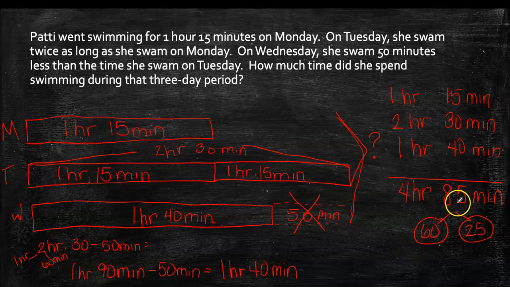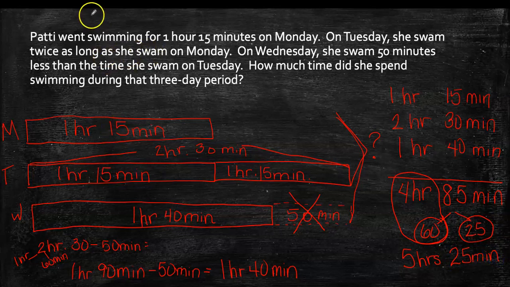Perfect. 60 and 25 becomes that 85. So now I'm going to take the 60 minutes, which now is 1 hour, and make it 5 hours. And how much does she have left in minutes? She has 25 minutes that she swam.